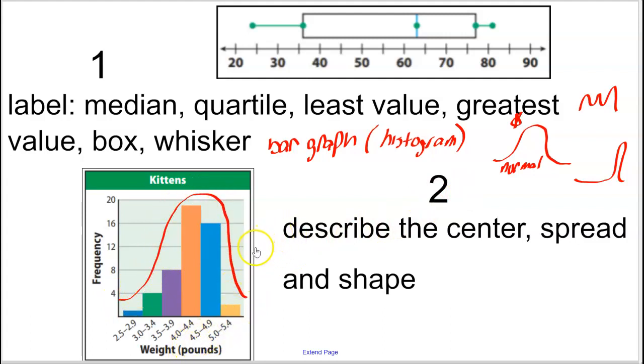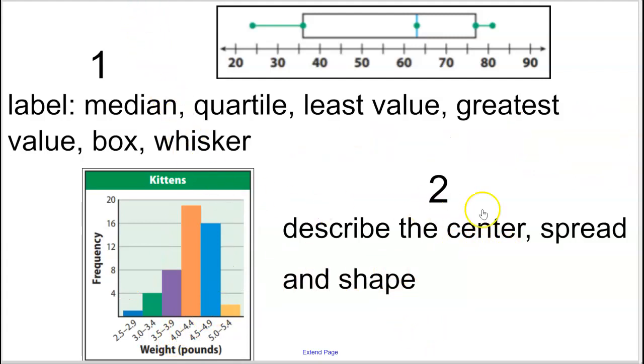Now the center is from, right? You look at this. Here's kind of the middle area. This is the most frequency, so the center is this right here, 4 to 4.4 for the center. Now the spread. The spread from here to here. So the smallest is 2.5.